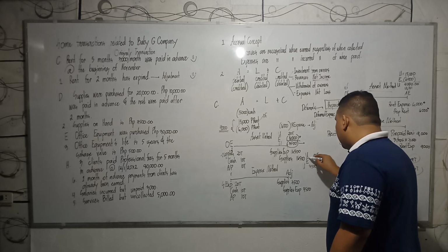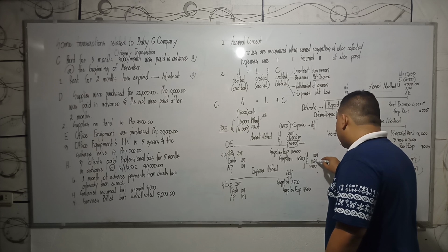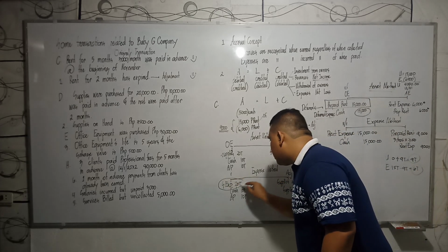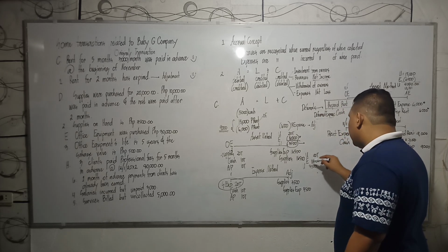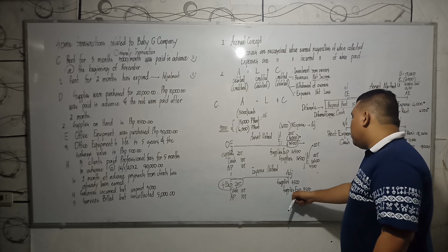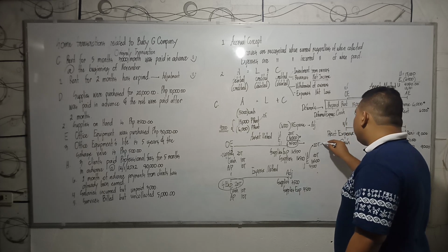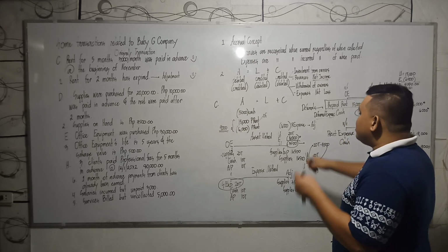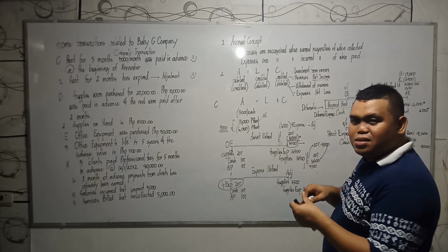The expired is still 16,500. Because in here, the supplies expense is 20,000. Supposedly, that is the expired at the very beginning. But in the end, you have deducted supplies expense by 3.5. So the expired is 16.5. They are very much the same substantially.